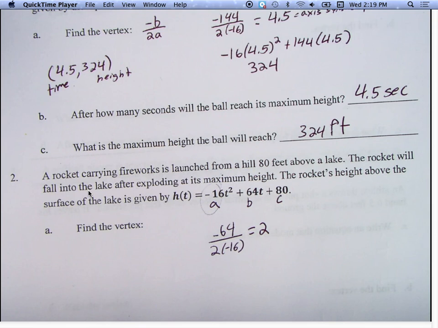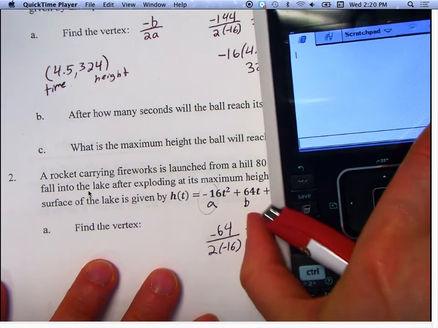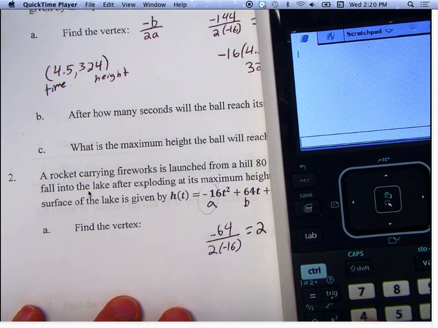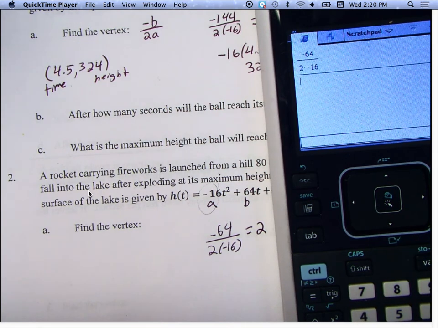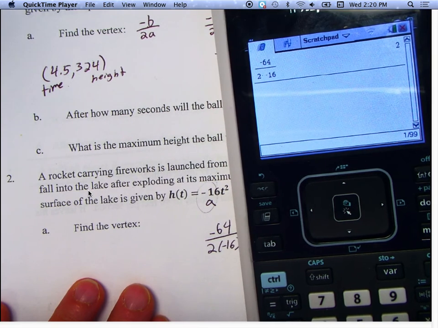Do you have to put it in the fraction or can you just do it separately? You can do it separately. Remember, if you're not getting the same answer as me, if you hit the control button and then divide, it makes the fraction for you on my calculator. Then you hit negative 64 over 2 times negative 16, and you can enter it all at once and get the correct answer too.